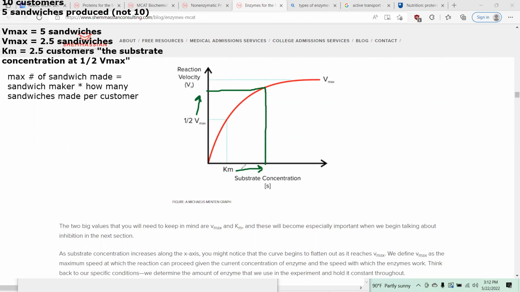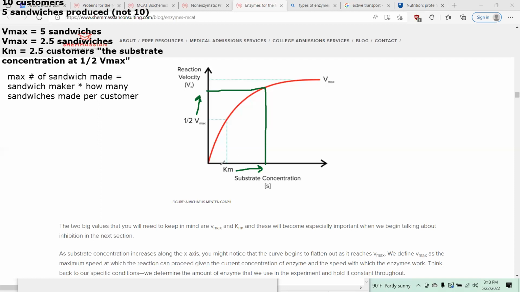So if it takes a lot more substrate to get to the 1/2 Vmax point, actually even forget about the 1/2, that might be confusing. Let's say it takes a lot more substrate, a lot more customers, to reach maximum capacity. That means that the enzymes are not binding to the substrate that well. They're not binding that rapidly. It's not that a customer comes in and the maker immediately starts making a sandwich. It's more like the customer comes in and then the maker kind of ignores him for a while, and then maybe he starts working for him when he sees a bunch of other customers come in.